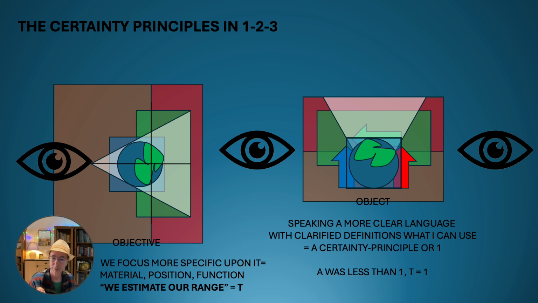And then we use a more clear language. We go to the definitions, we clarify the divisions, because here we say, this I can use. This is a certainty principle. The certainty principle is not in A, that is our way of thinking. It's not a certainty principle, it's an estimation principle. In T, it's the definition principle. We go to the certainties. While A was less than 1, T is exactly 1. So that's a useful letter for making definitions of functions and so on.